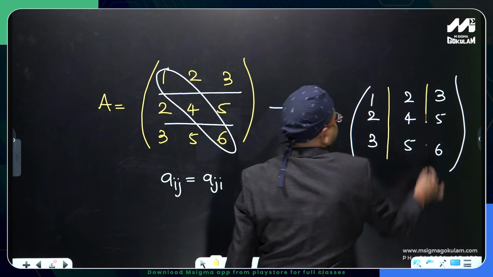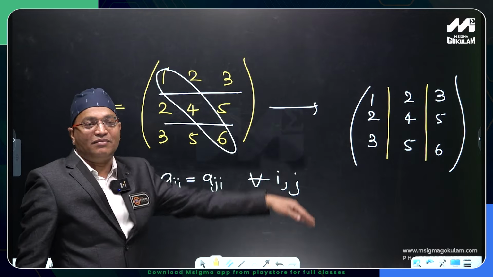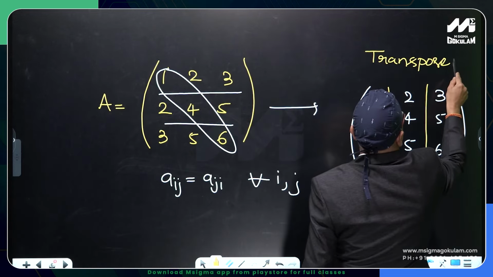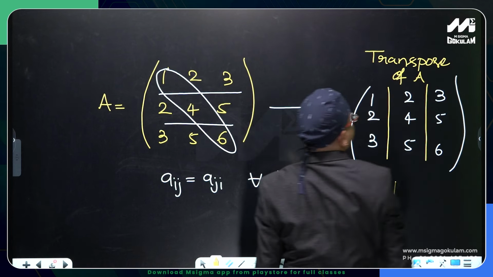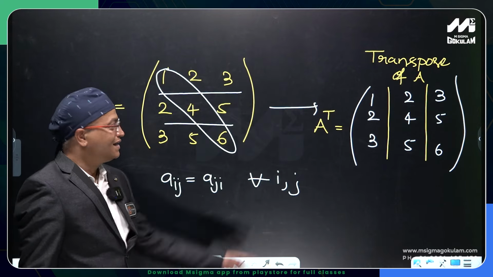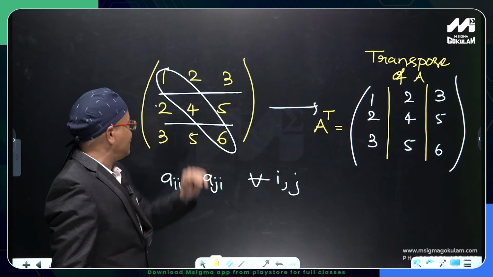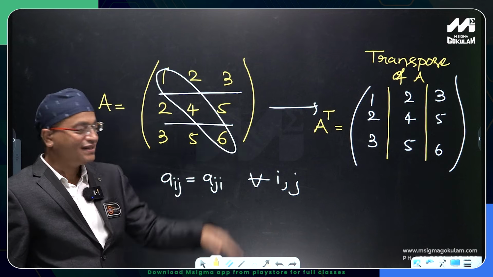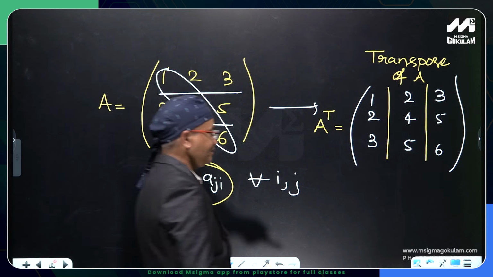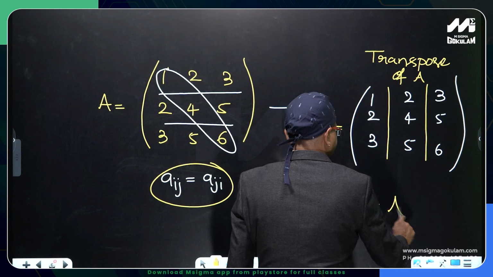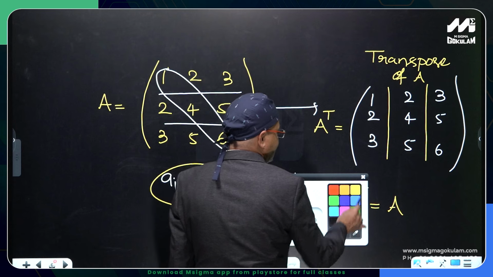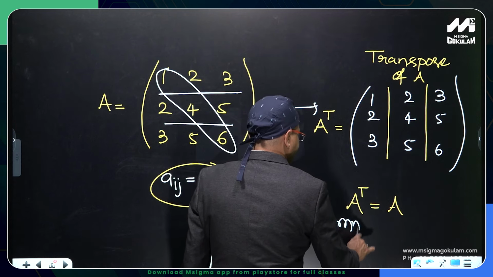You observe, rows are becoming columns. Then this is called the transpose of capital A, denoted by A transpose, AT. A transpose means you simply write rows as columns. So, whenever you observe Aij equal to Aji, then A transpose equals A, and it is called a symmetric matrix. If A transpose equals A, then it is called symmetric.